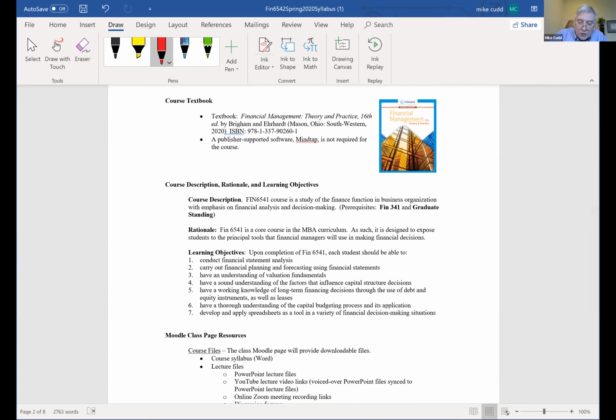This is the book we'll use, of course. It's the same one we used earlier this spring and last fall. Is it online?